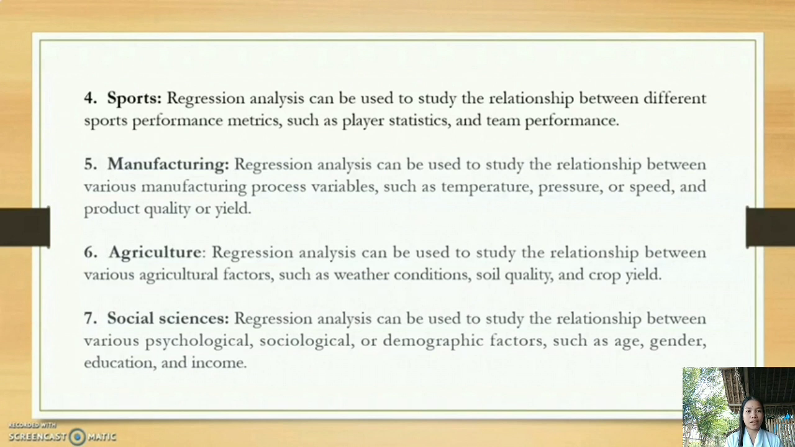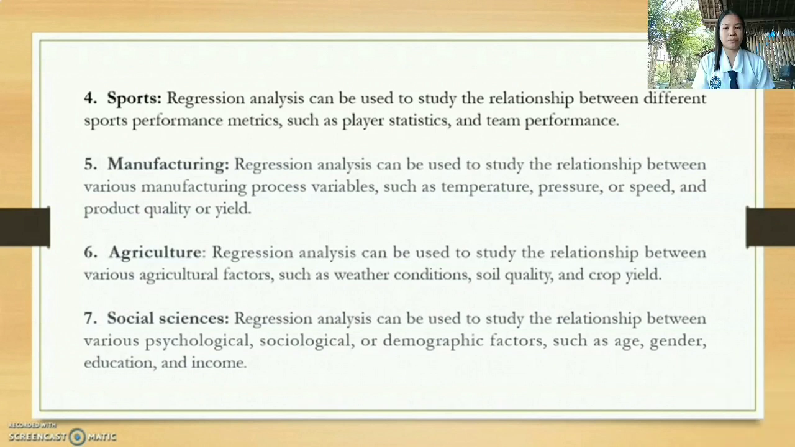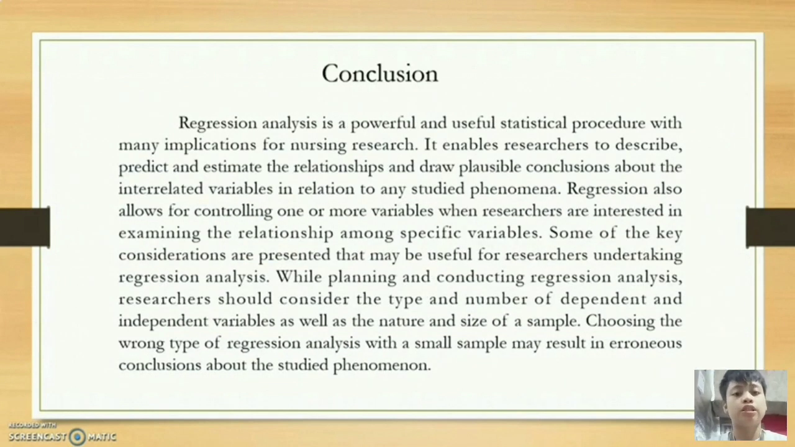The sixth one, in agriculture. Regression analysis can be used to study the relationship between the various agricultural factors such as weather conditions, soil quality, and crop yield. The last one, in social sciences. Regression analysis can be used to study the relationship between the various psychological, sociological, or demographic factors such as age, gender, education, and income.